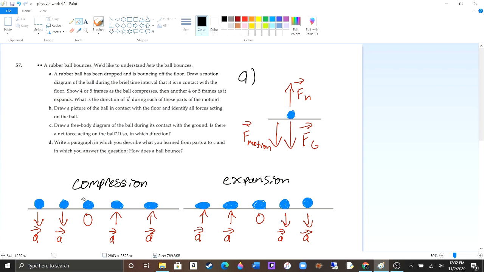And when it expands, it does the exact opposite, because a rubber ball has a lot of elastic. It's very elastic, so it decompresses, so it starts off flat, and then gradually it regains its circular shape. So for the acceleration at each of these parts, it's moving down, and it continues moving down because the force of motion is acting more than anything else along with gravity.